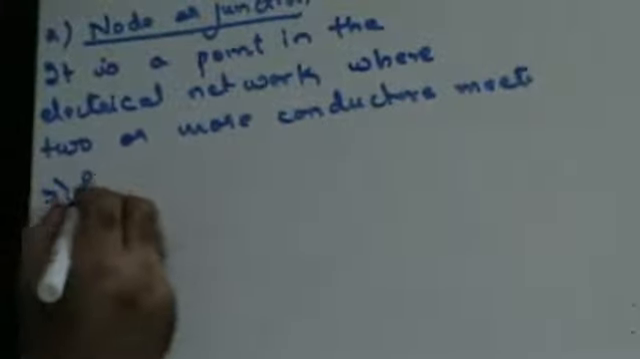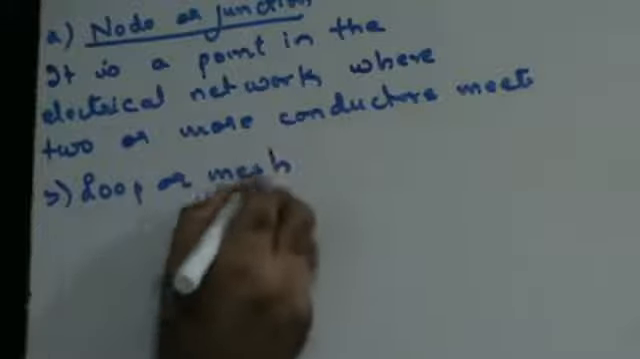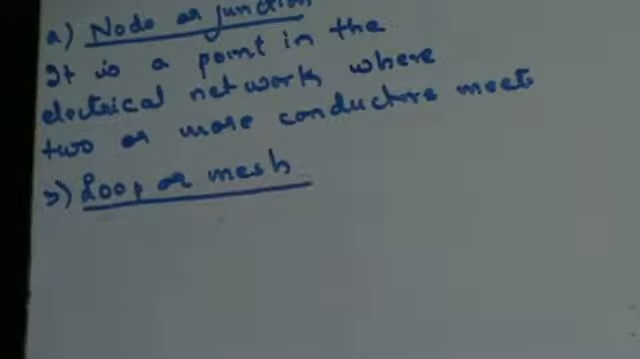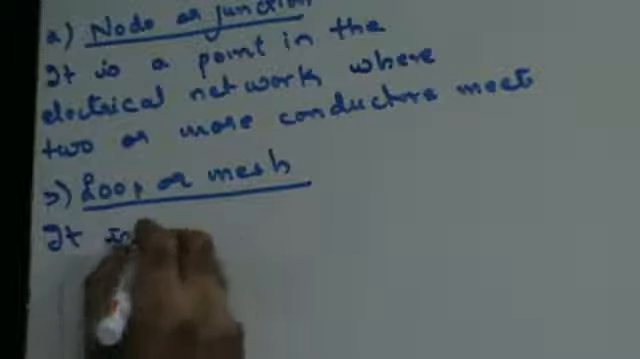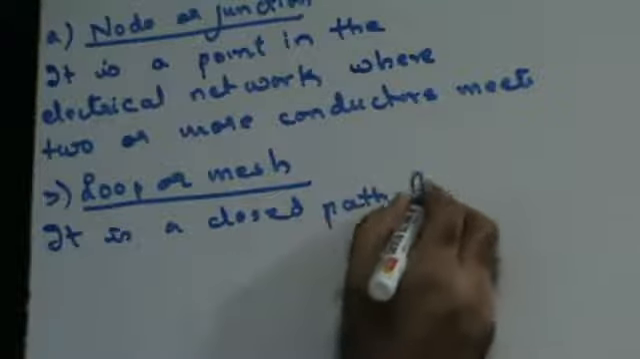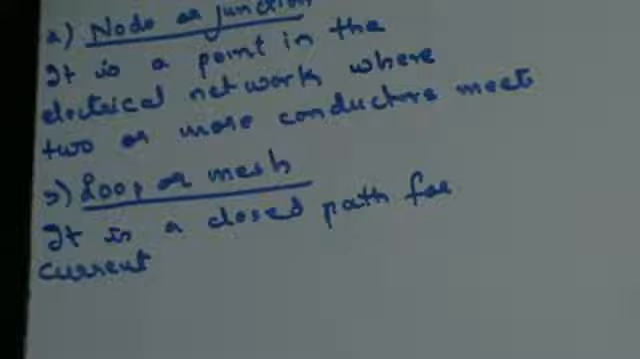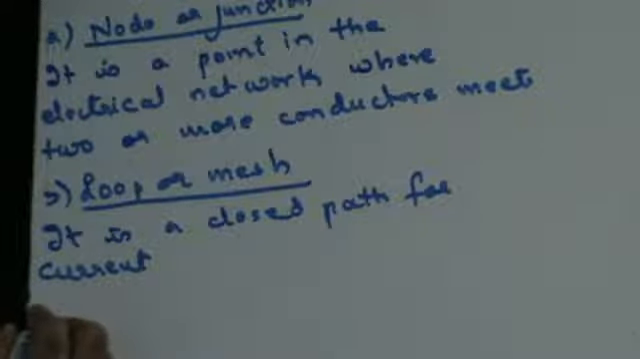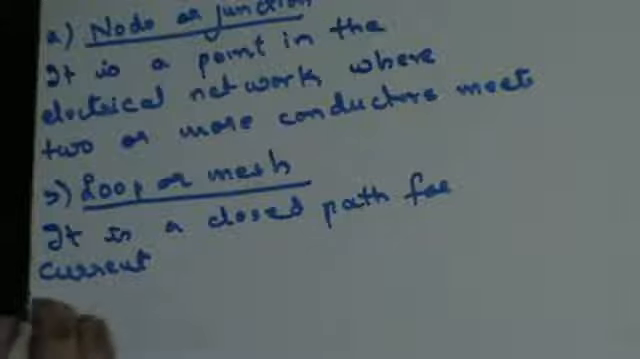Next, what do we mean by a loop or mesh? It's a closed path for the current. A closed path for current is called a loop or a mesh. Fine. Now, once we know what these terms are, let's first see Kirchhoff's first law.